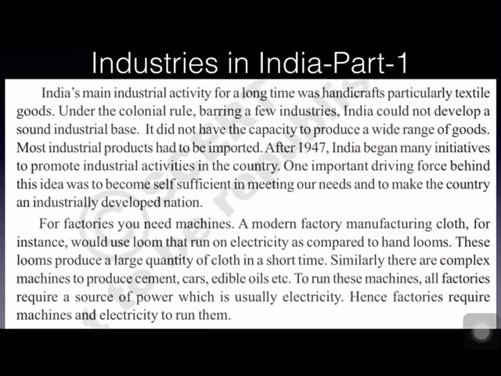It was only during the Second World War that some industries were developed in India to meet the needs of the people. When England and other countries were busy supplying food and other things to the soldiers in the war, they could not produce what we needed. So it was at that time that some of the industries were developed in India to meet the needs of the people. And after independence, the main aim was to increase agricultural production.